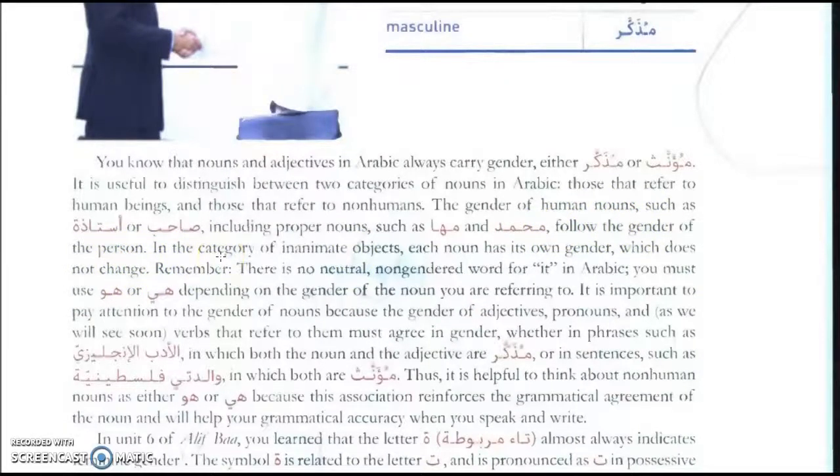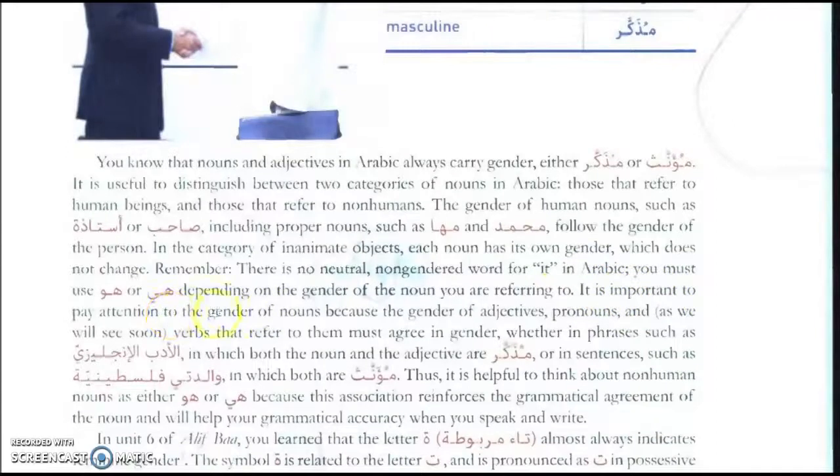So in other words, we have two types of nouns, human and non-human. If it's a human, adjectives follow the gender of the noun. In the category of inanimate objects, each noun has its own gender, which does not change. Remember, there is no neutral, non-gender word for it in Arabic. You must use huwa or hiya, depending on the gender of the noun you are referring to.